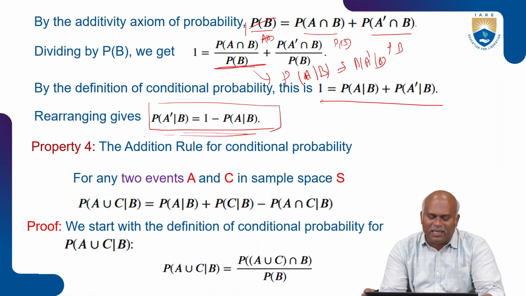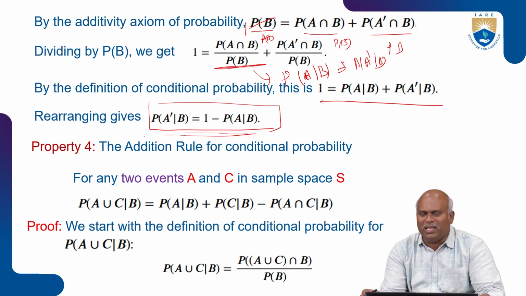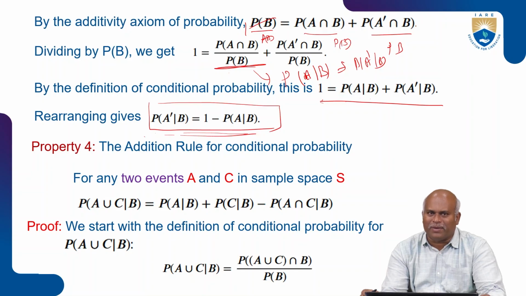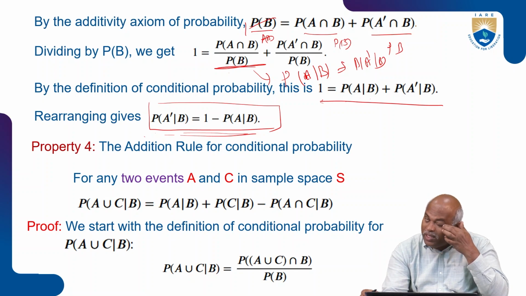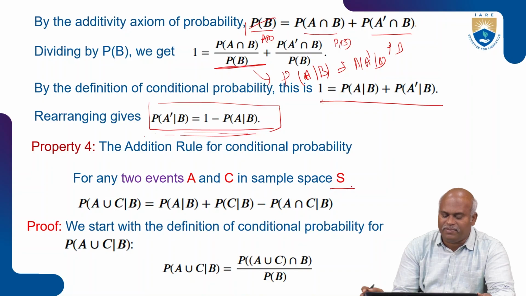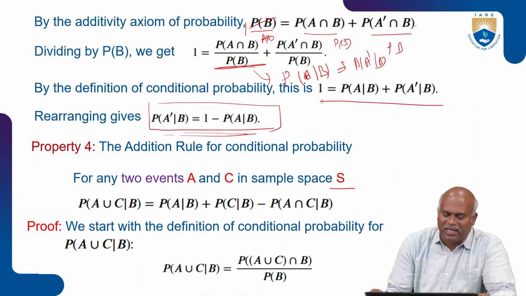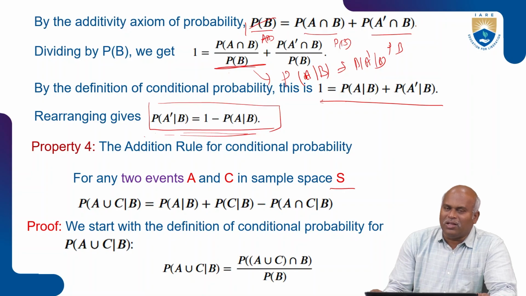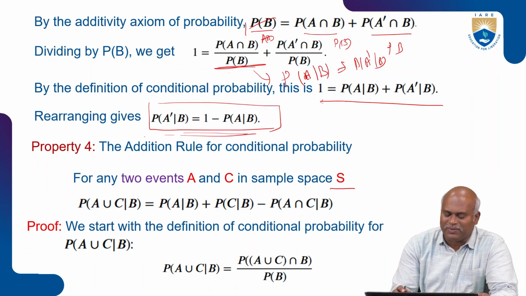The next property is the addition rule for conditional probability. Conditional probability also satisfies the addition rule as well as the subtraction rule; both rules are satisfied. Now we see the addition rule for conditional probability. If we take two events, A and C, they come from the sample space S.